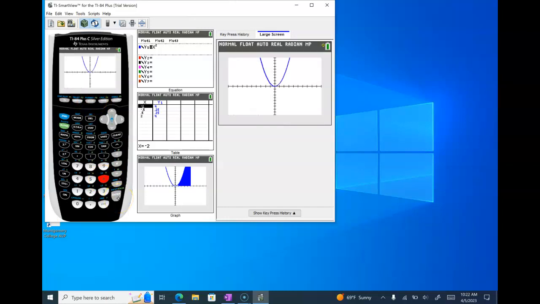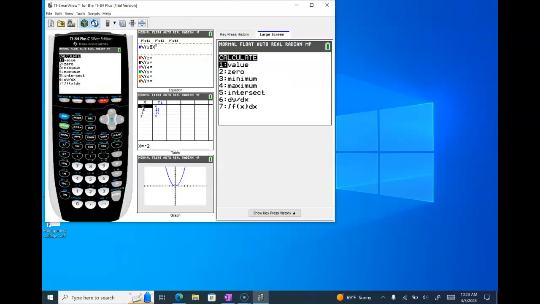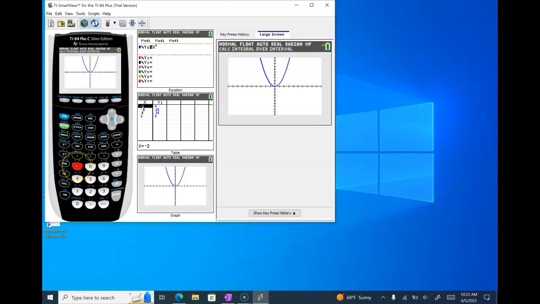There's my function. Everybody with me? Everybody who's going along at home here doing this? And then I do second calculate, and I pick the number 7 as the integral. So pick number 7. And then it's prompting me, what's your lower bound? Where you're starting your integral at? And that's 1, and hit enter. And then what's your upper limit or upper bound? 5, enter. And then it shows me the area, and it calculated, you see it, 41.3 repeating.